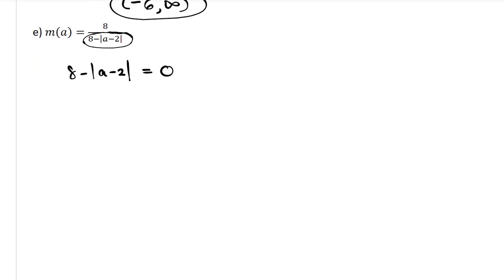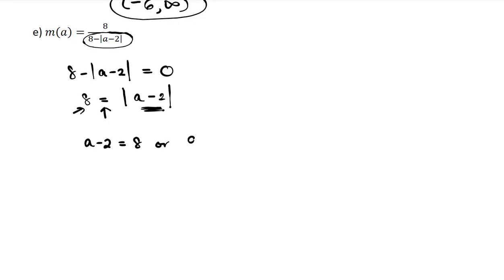So solving this absolute value equation, remember that the first step is to isolate the absolute value term. So one way to do that is to add the absolute value of a plus 2 to both sides, resulting in the number 8 on the left and the absolute value of a minus 2 on the right. Now we're going to interpret this statement. This means that a minus 2 is exactly 8 units from 0. So to be 8 units from 0, it means that a minus 2 is equal to 8, or a minus 2 is equal to -8.